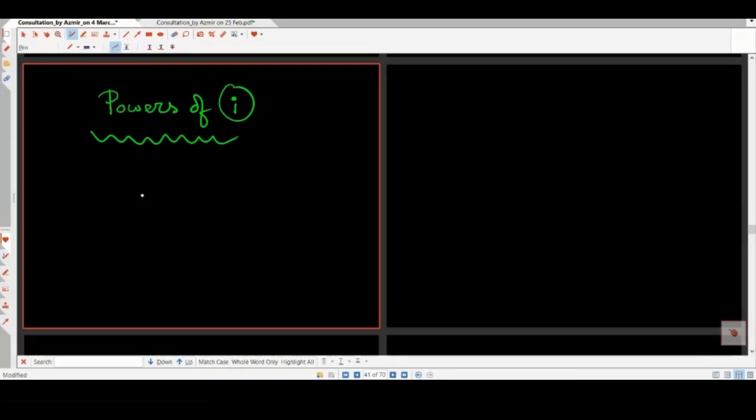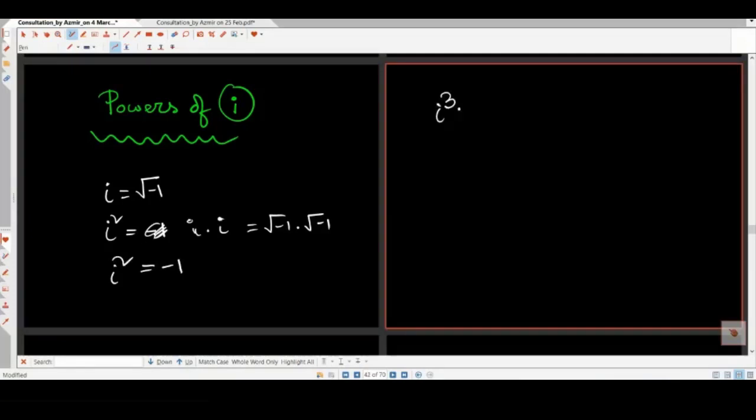Suppose we know that i equals square root of -1, so it is already known to you. If we write i squared, then the value will be -1, because i is square root of -1. So i squared can be found by multiplying i and i. That is root over -1 times root over -1. We are getting -1. So this is i squared.